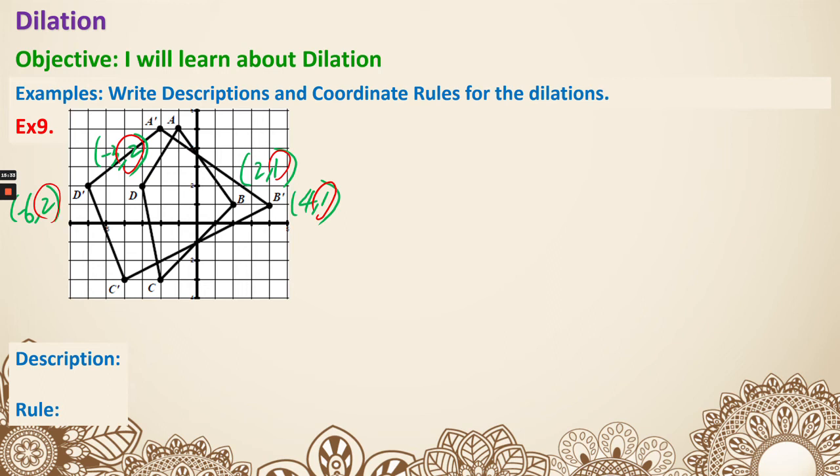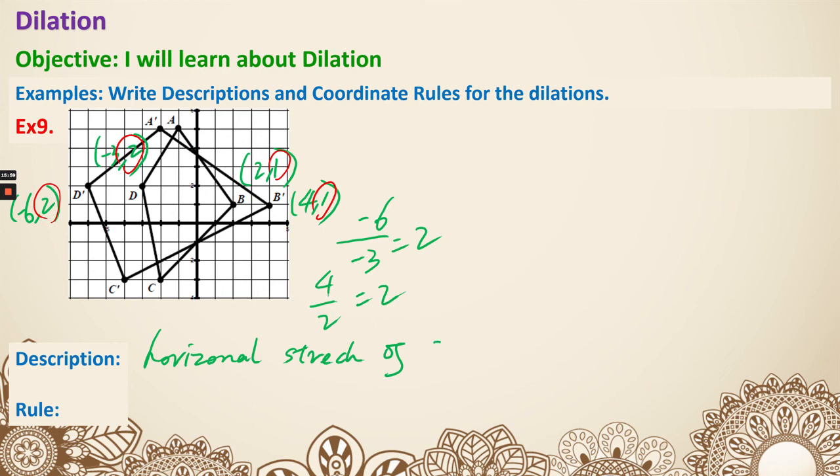So that means it's not going to be a vertical change. In this case, it's got to be a horizontal change. And we're going to use the image divided by the pre-image, so it's -6 divided by -3, which is 2, or 4 divided by 2 is 2. So the description would be, in this case, since my y stayed the same and my x is changing, a horizontal stretch of 2.